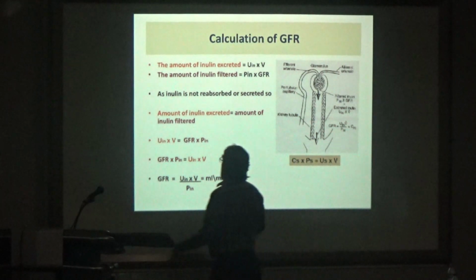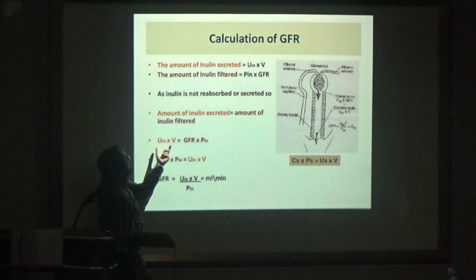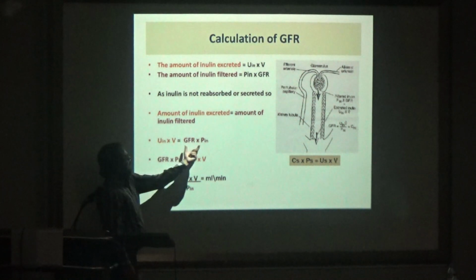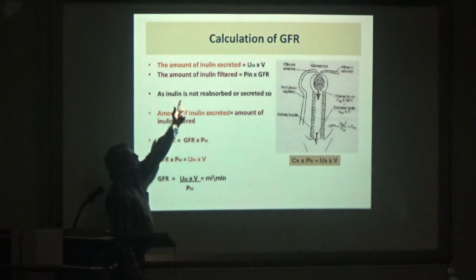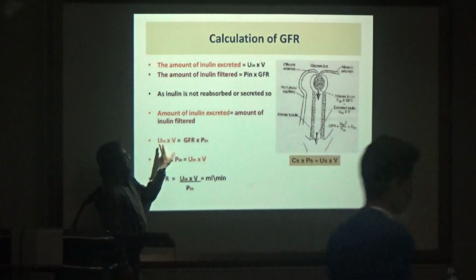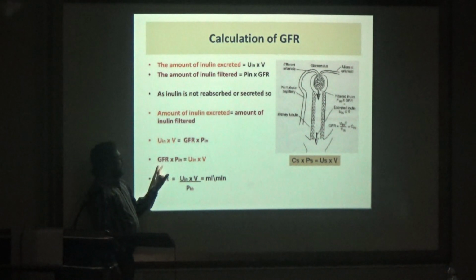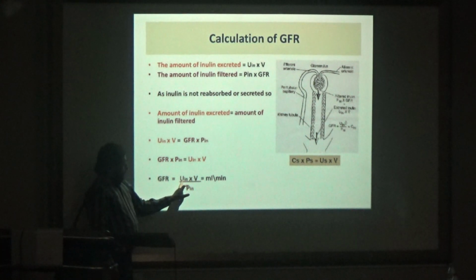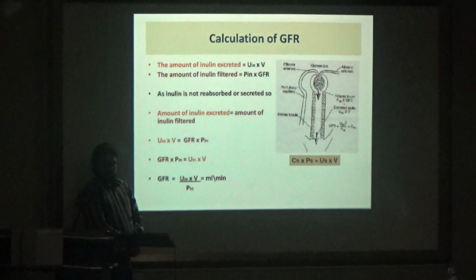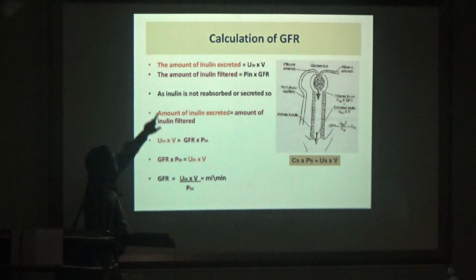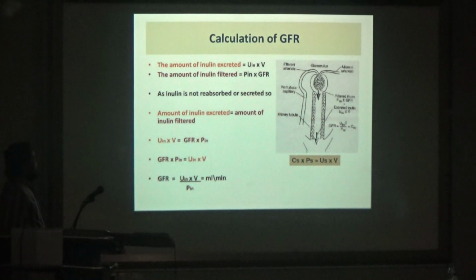That is how you put it into a formula: amount of inulin excreted should be the same as amount of inulin filtered. You have this, you have this, you have this. Can you calculate GFR? Yes. GFR would be inulin in the urine multiplied by the urine flow rate divided by plasma inulin concentration. So the basic idea is right there. That is the clearance formula.